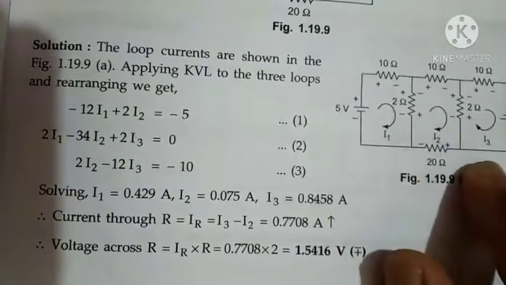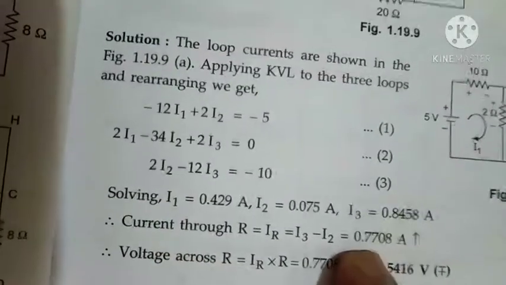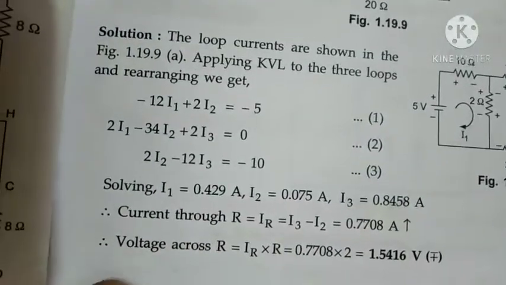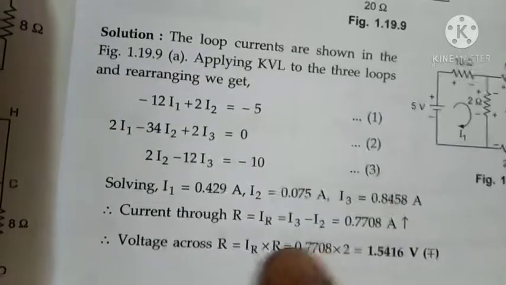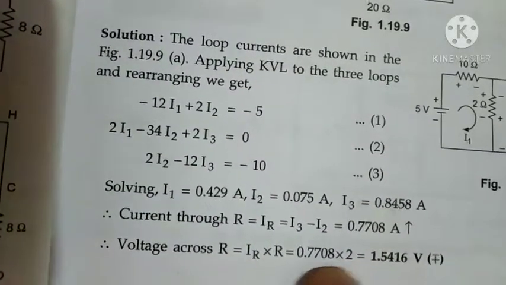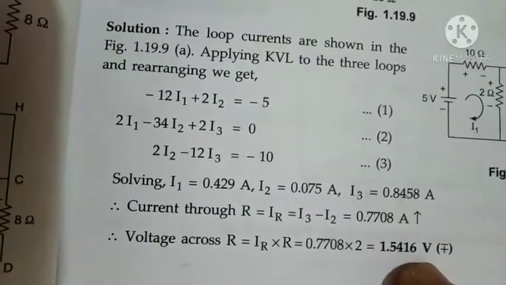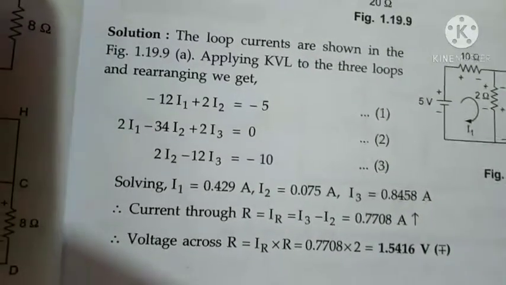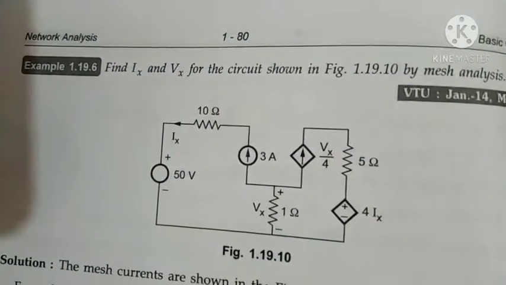So this is the direction of current in which our voltage is present. The voltage across this can be written as current into resistance, that is I into R, which is equal to 5.416. Okay, we'll go for the next question.